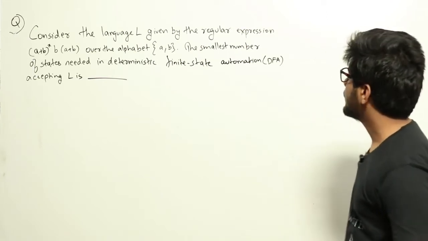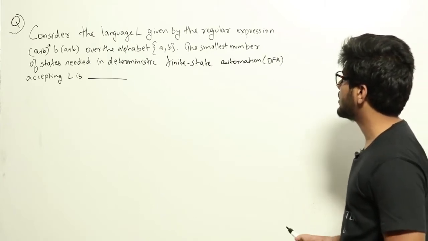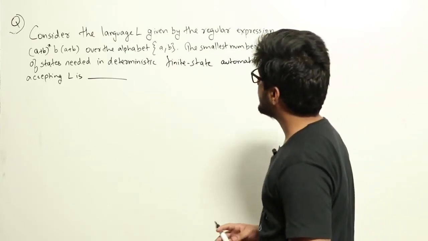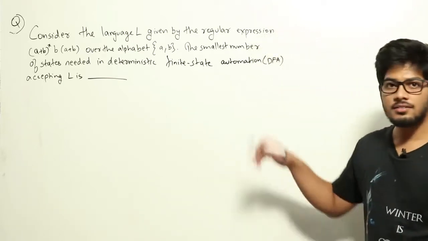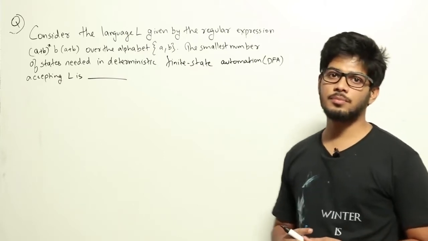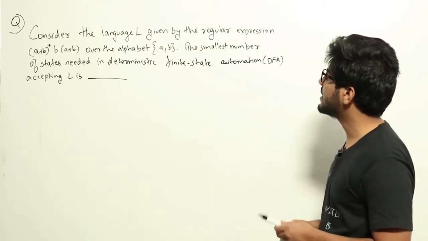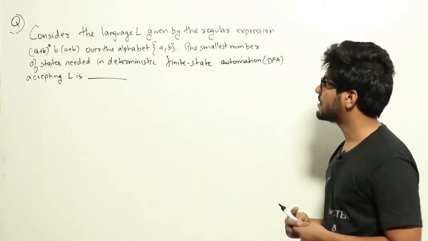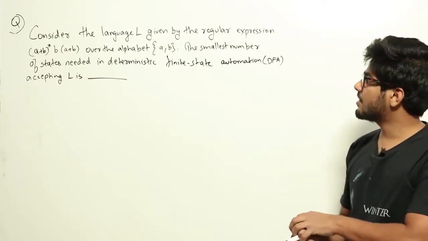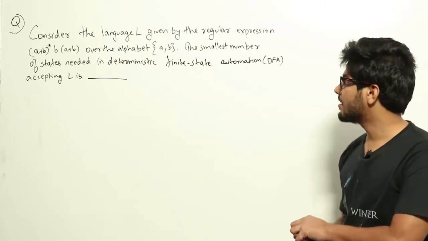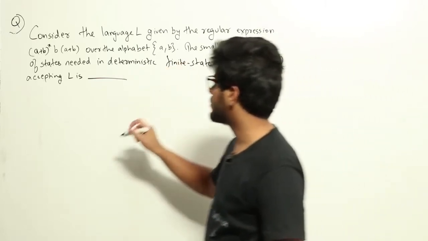Consider the language L given by the regular expression (A plus B) star B (A plus B) over the alphabet {A, B}. The smallest number of states needed in a deterministic finite state automaton DFA accepting L is. This is a question from the finite automata section of theory of computation. So we have been given this language. We need to find the minimal DFA accepting this language, and write the number of states in the minimal DFA. The minimal DFA for a regular language is unique, so this answer will be a unique one. So we can try to solve this now.